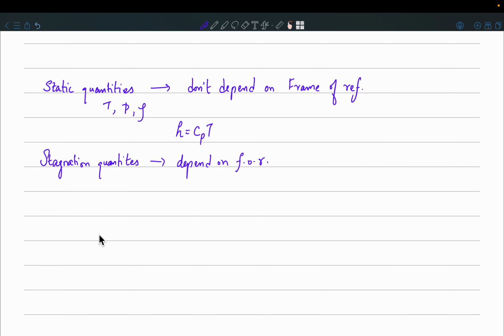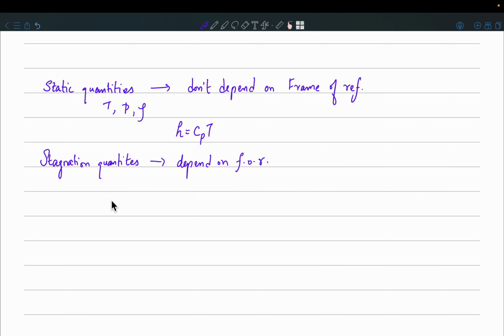Isentropic, not adiabatic. Yeah, so that is isentropic, right? Adiabatic plus reversible, we saw last time itself, it is isentropic. So why do we want to do this? Why do we even calculate something called stagnation quantities?